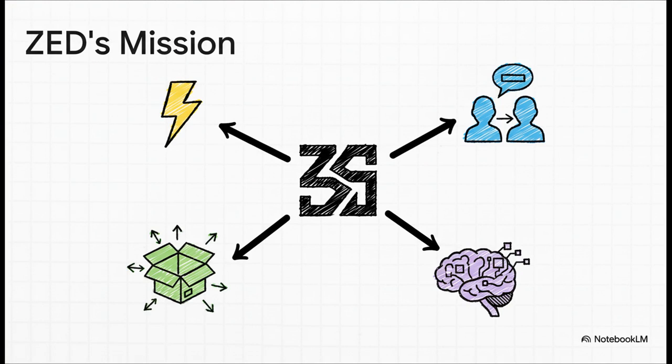Their mission is so simple, but it's incredibly powerful. First, make coding fast, period. Second, make collaboration feel instant, like you're all in a Google Doc. Third, build AI right into the workflow, so it's a real partner, not just some add-on. And maybe most importantly, keep the core editor open source for everybody.